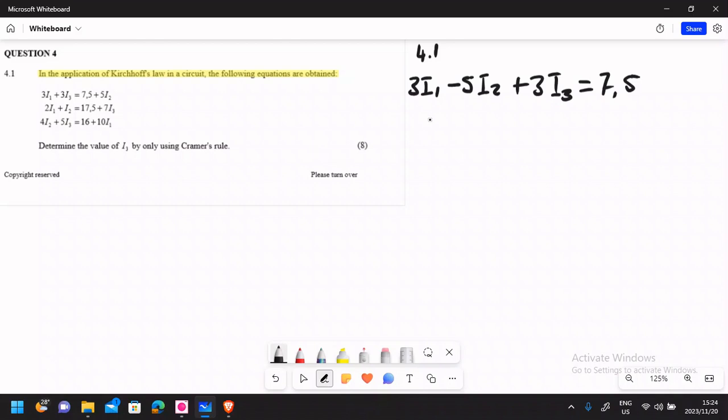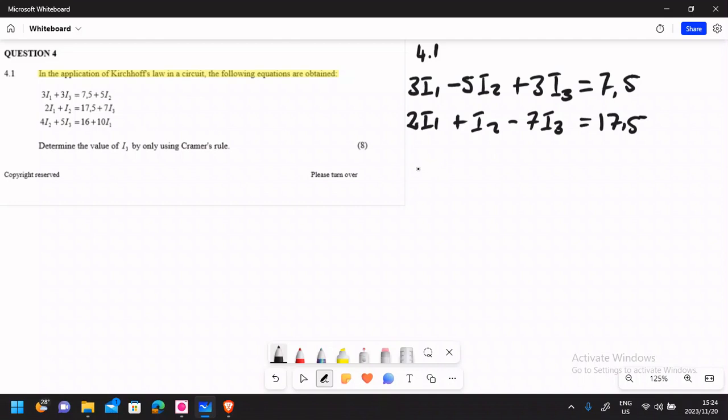All right, let's continue. Let's rewrite the second equation. The second equation is going to be 2I1 plus I2. As you can see, this one is still fine. Now we're going to take this 7I3 to this side, so it's going to be negative 7I3. On our right hand side we're going to be left with 175. There we go.